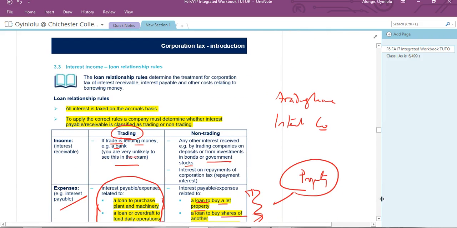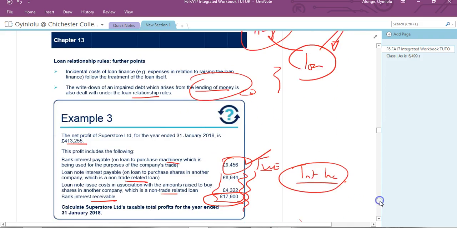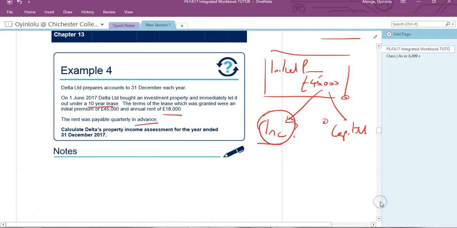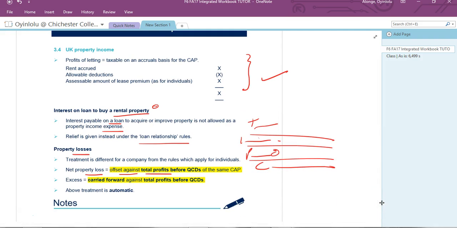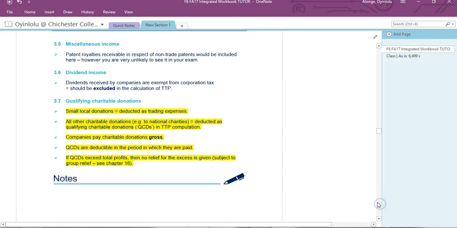So let's go back here to see what is going on. Here we are. You can offset that against your total profits before your QCD. So it's possible that your QCDs may get wasted. What's also interesting is you can carry it forward against your total profits, so you're not restricted to just carrying it against property income of the next year. And this treatment is automatic. It just happens naturally.